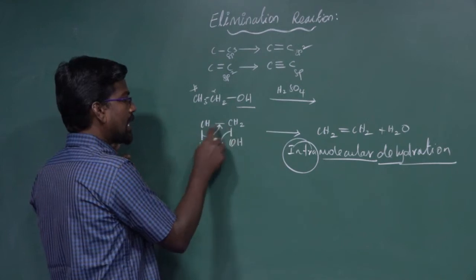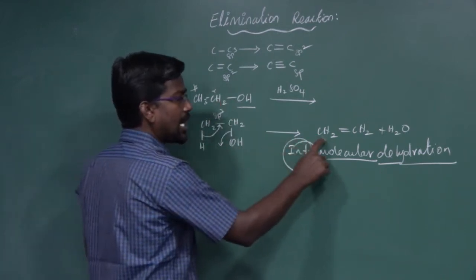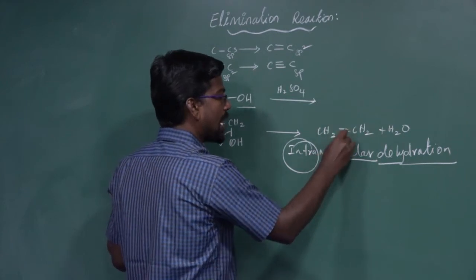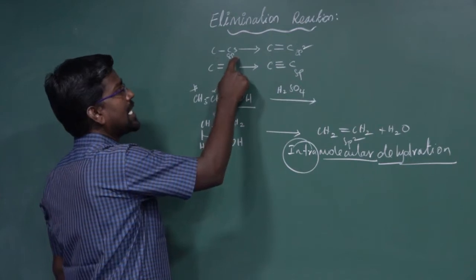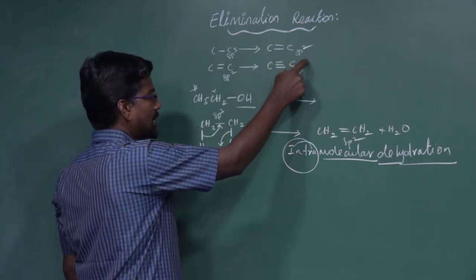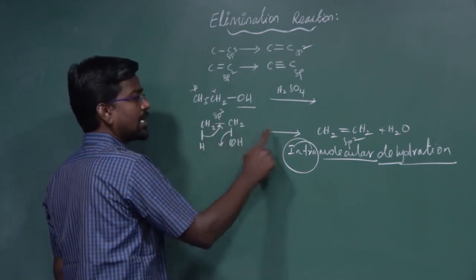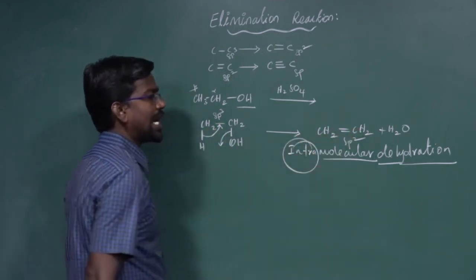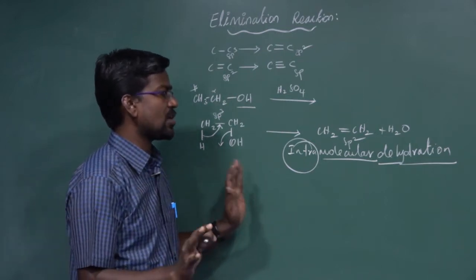Here the carbon-carbon single bond has sp3 hybridization. Here the carbon-carbon double bond is present, so the hybridization of carbon is sp2. The sp3 hybridized carbon of the carbon-carbon single bond can be changed into the sp2 hybridized carbon atom of the carbon-carbon double bond. In the process, a water molecule is also eliminated.